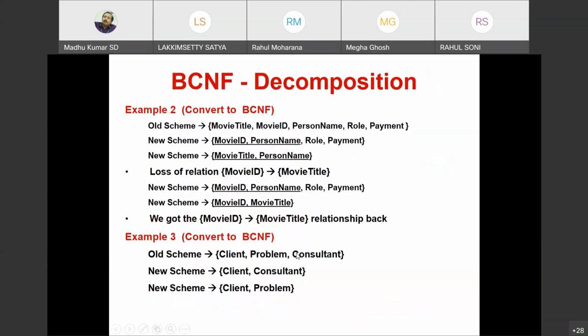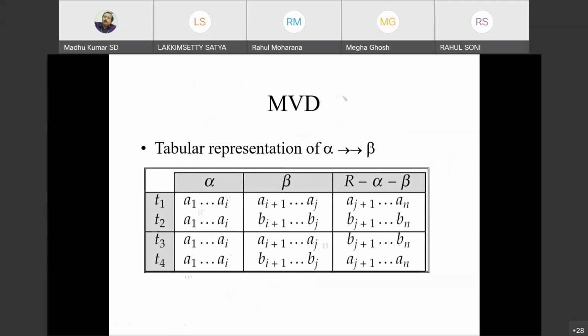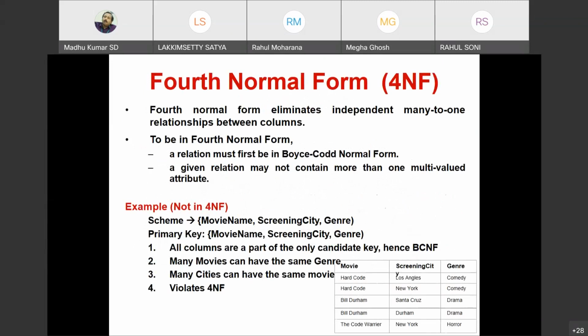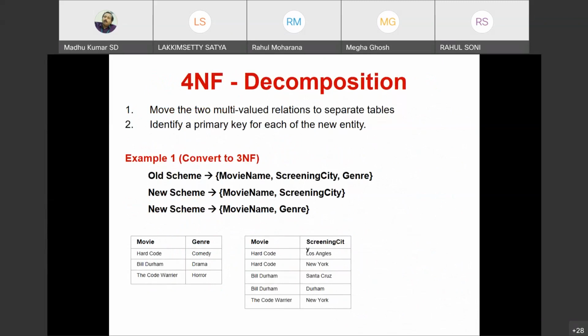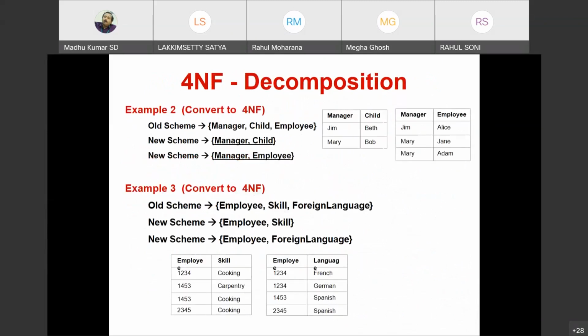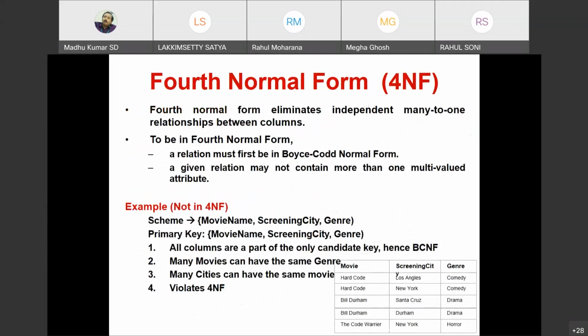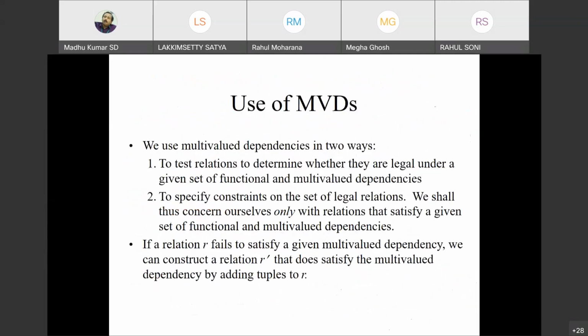Now, there are certain cases where, actually, I have that example here. There is the condition for full functional dependency, non-transitive dependency. Everything is satisfied, and still there is a lot of redundancy.